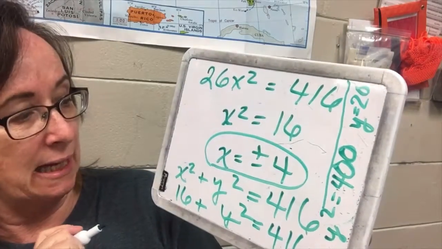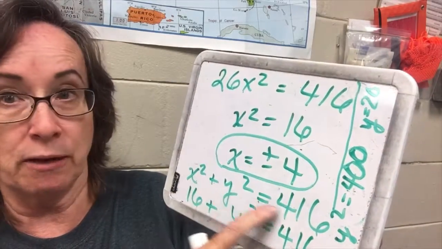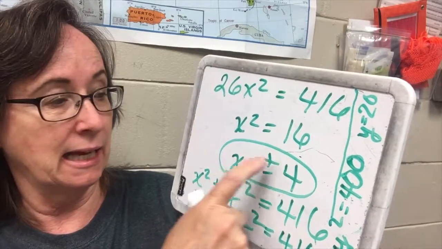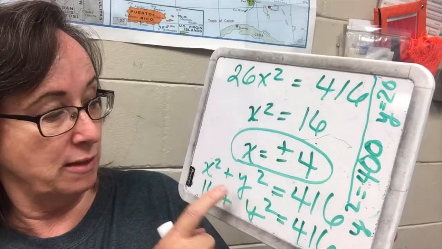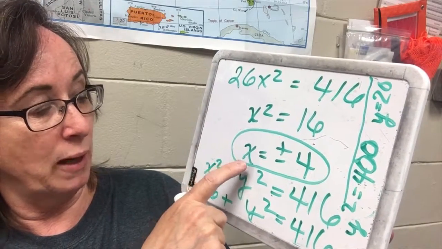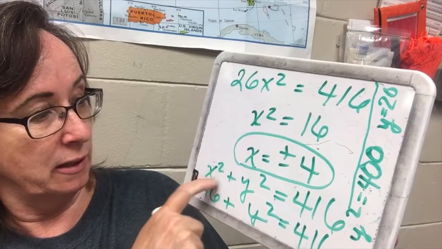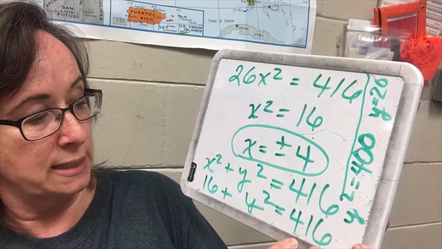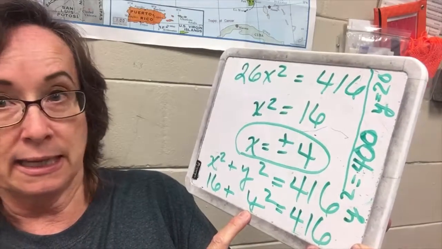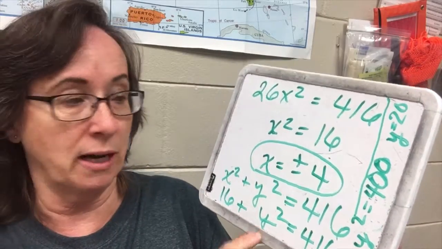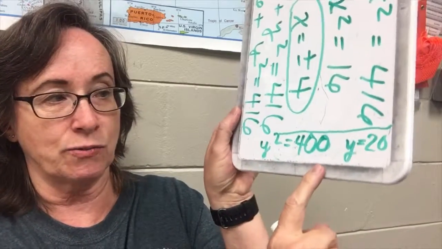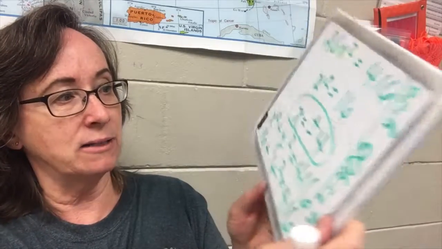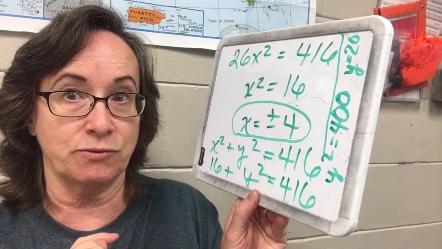Then I'm going to plug into my original equation here. I'm going to plug in the x is plus or minus 4. And when I do that, this one right here becomes 16. So 16 plus y squared is 416. y squared is 400, which I put right here. y squared is 400. y is 20. Now I get y is 20 and x is plus or minus 4.